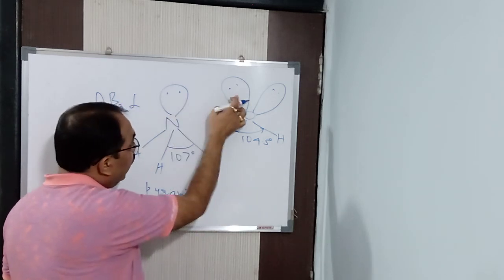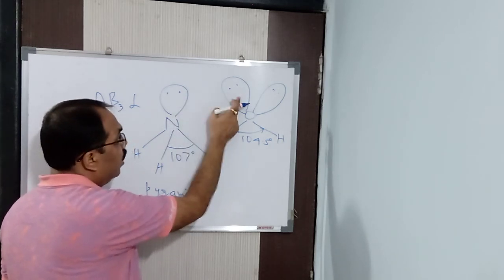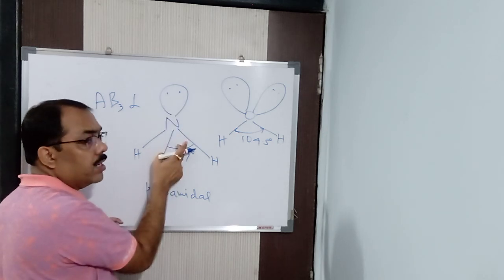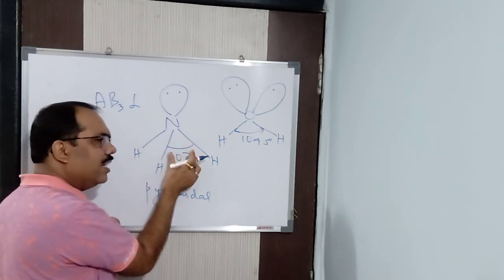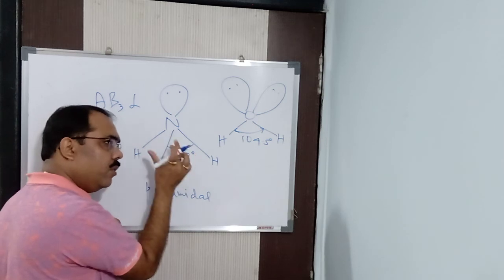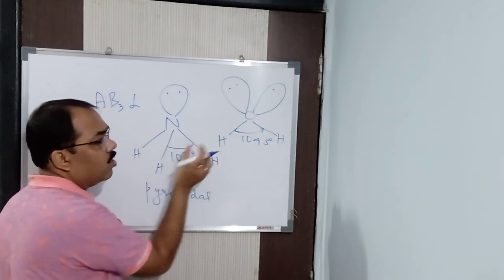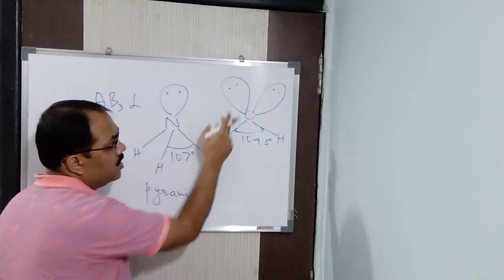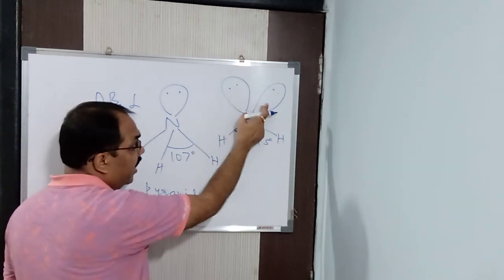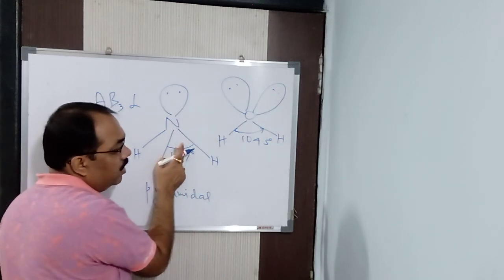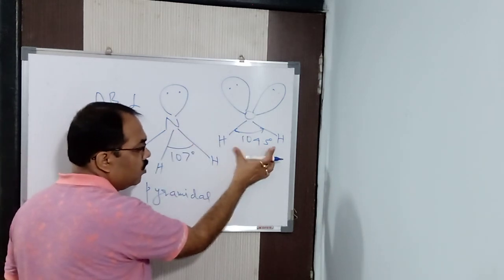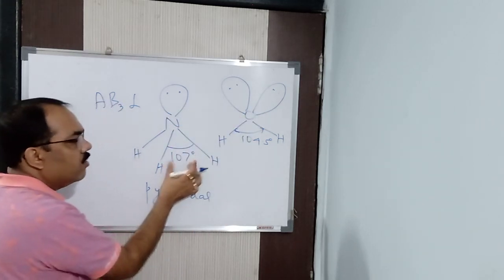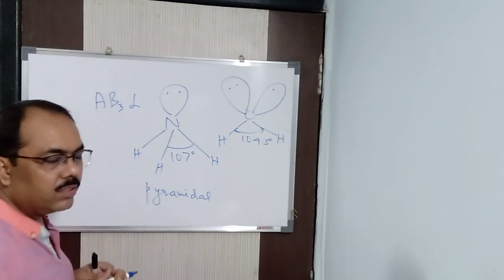But here, compared to water, listen carefully, the repulsion is less, because here it is lone pair bond pair repulsion. So the bond angle decreases from 109.5, but not as much as water. It decreases slightly to 107 degree. Again I repeat, lone pair lone pair repulsion is greater than lone pair bond pair repulsion, and as the repulsion is more, the bond angle decreases more. Here the repulsion is less compared to water, so the bond angle is greater than that of water.